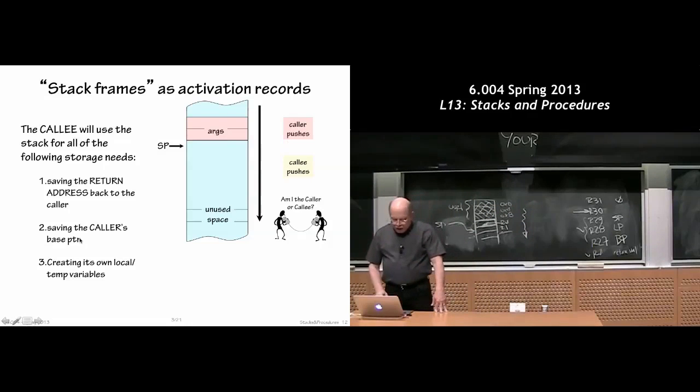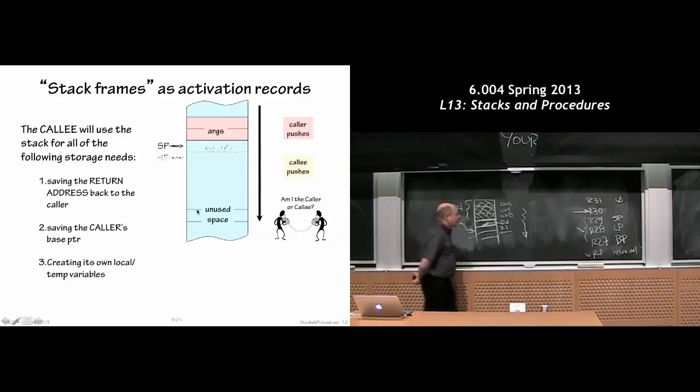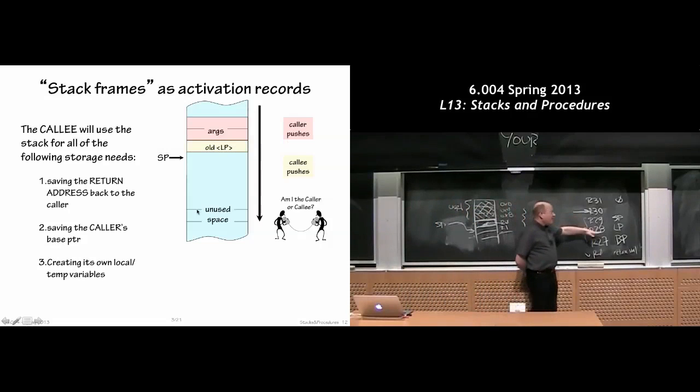Okay, and then once we have the arguments, and now we start executing in the procedure, you'll see that we're going to put a bunch of other information onto the stack as well. So the first thing the procedure is going to do is to save away the value of the LP register.